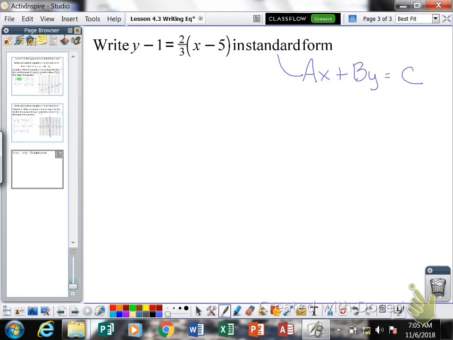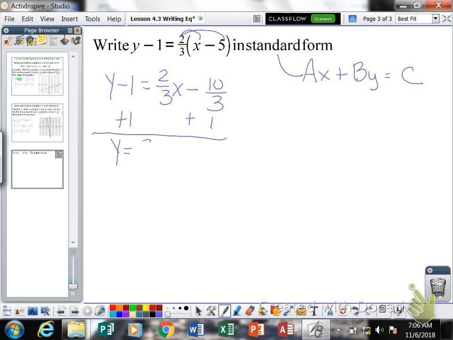All right, so the first thing we need to do is distribute the 2/3. So I have y minus 1 equals 2/3 x minus 10/3. So that is what we have there. Now, we can keep going. So I'm going to add 1, add 1. So y equals 2/3 x.